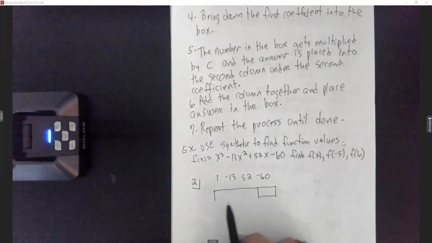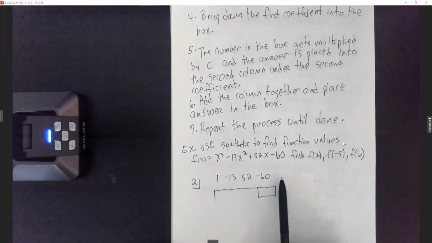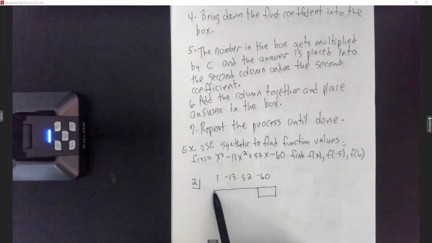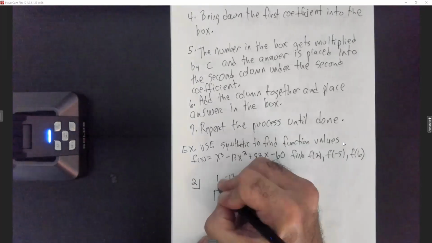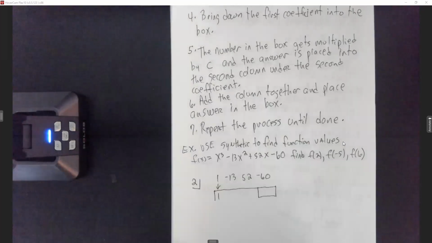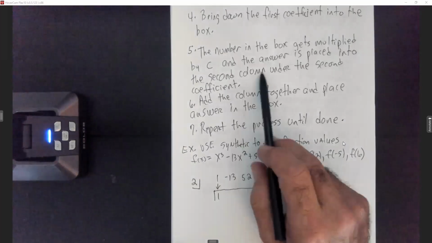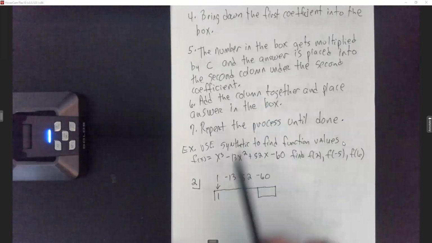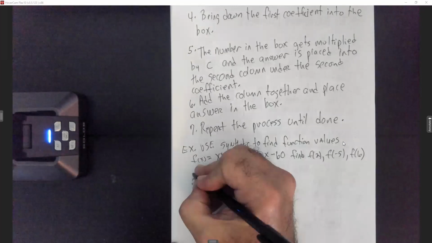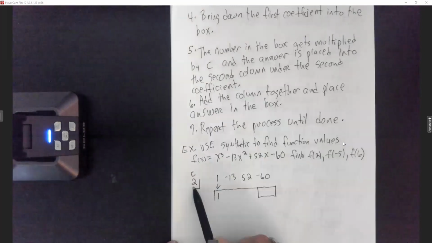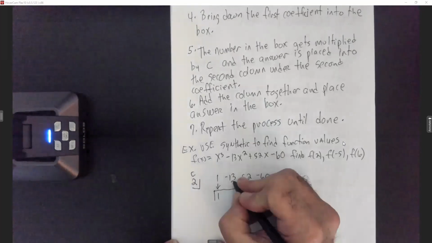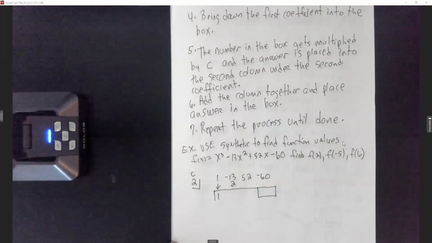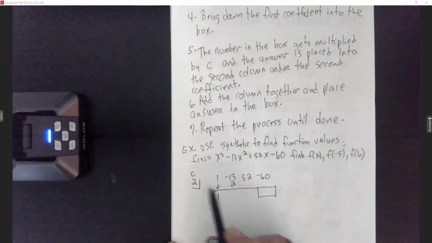All right, so y'all with me on that? Coefficients, bring the number over here you're looking at. Now, remember we said we bring the first coefficient into the box. So I'm going to draw an arrow, and that 1 goes right down into our box. Then we said, you're going to multiply the number in the box by C. So 1 times 2 is 2. We said put that answer in the next column. So y'all with me? Multiply by the C, get the next column.